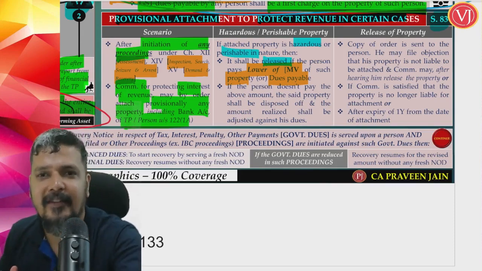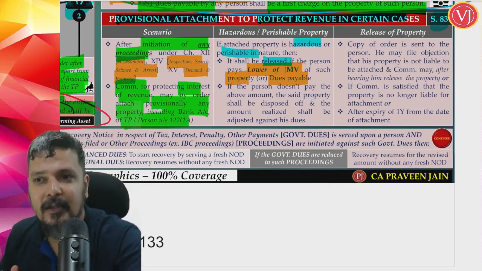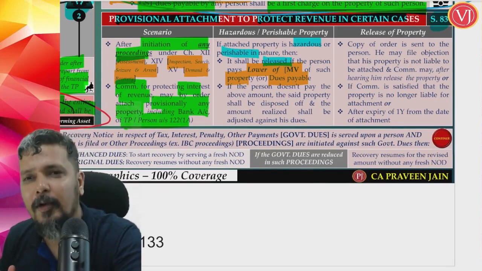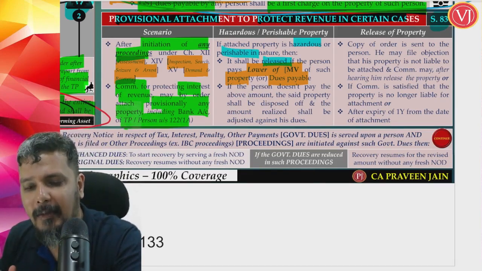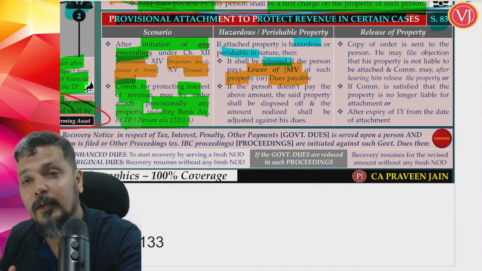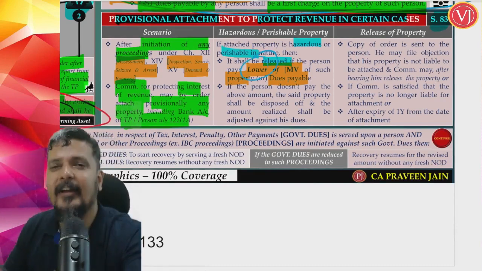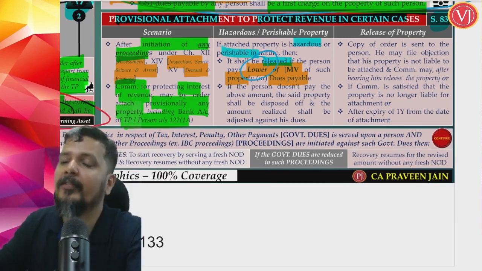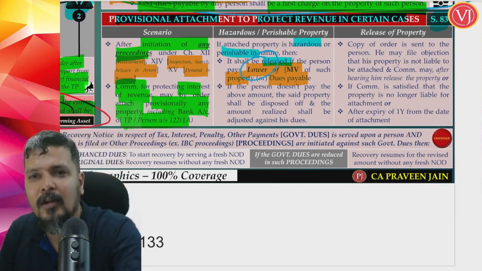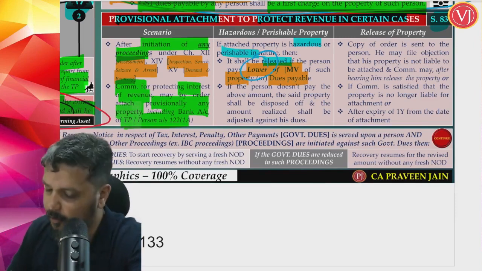Provisionally, this is not the final tax amount. This is a deposit that you're paying. What amount you have to pay? Market value of that property or the dues that may be there, whichever is lower, not whichever is higher. The market value of the property may be 10 crores. The dues that may be there may be only 2 crores. So you have to deposit only 2 crores.